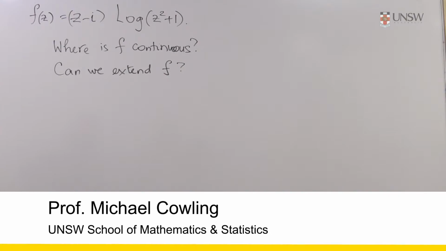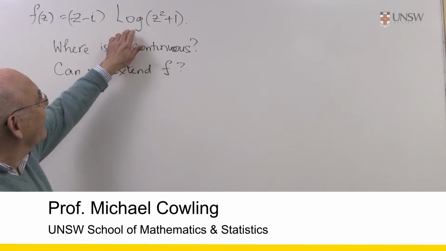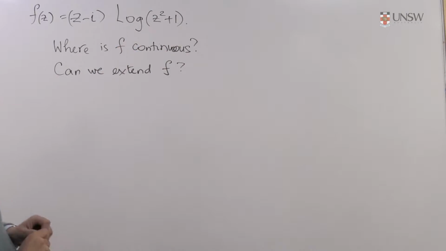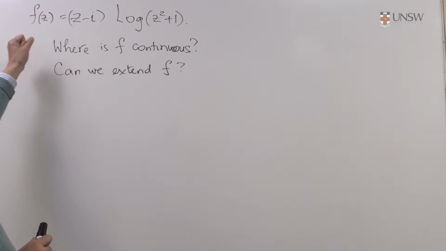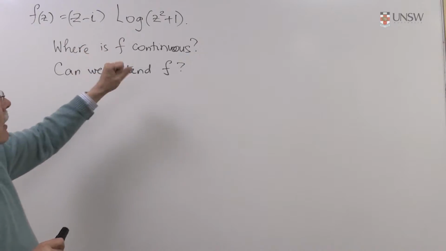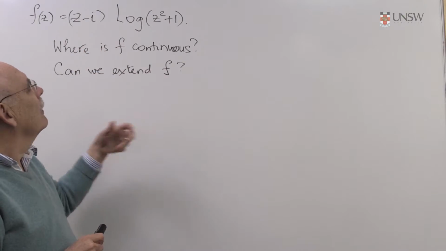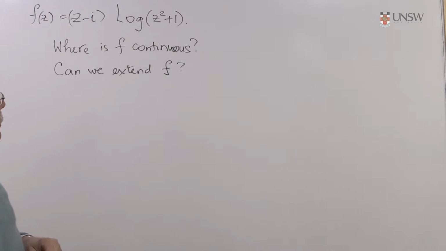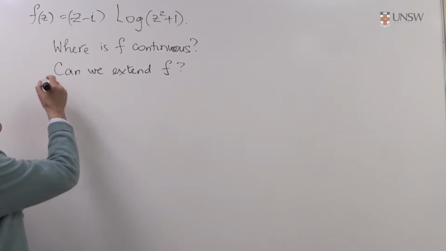So, next question. f(z) is equal to (z − i) log(z² + 1). The question is, where is f continuous? And after we've done that, can we extend the domain of f? Can we give f values at some point where it's not defined by this definition in a way that is continuous?